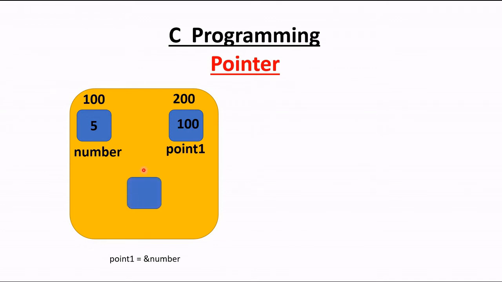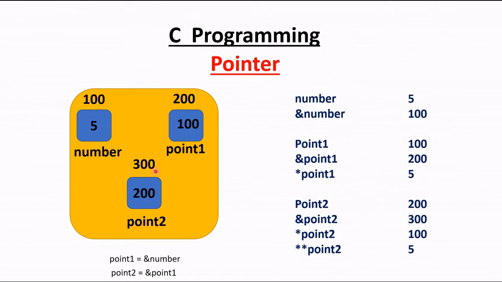Suppose this is another pointer, and the name of the pointer is pointer 2, and the address of the pointer is 300, and this pointer will store the address of the first pointer. So I have assigned pointer 2 equal to the address of pointer 1. That means pointer 2 will store the address of pointer 1, that is 200. So it will store this 200 inside the memory, and the address of pointer 2 is 300.